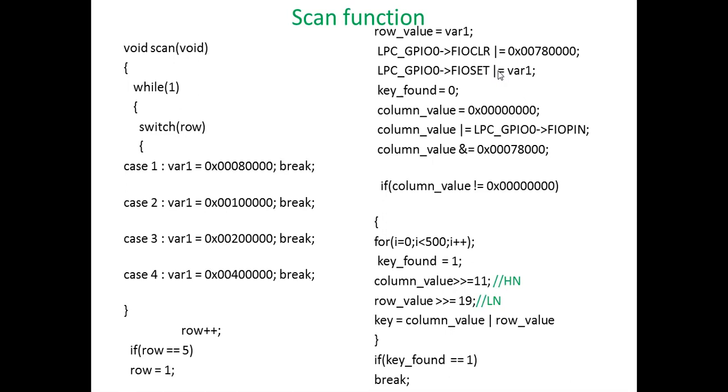Okay, now key found: initially the key is not found, that's why it is declared as 0. Now column value, initially it is 0. Now we are going to have a statement with LPC_GPIO0 FIO pin. The FIO pin is a register which is going to read the complete 32-bit information of port 0.